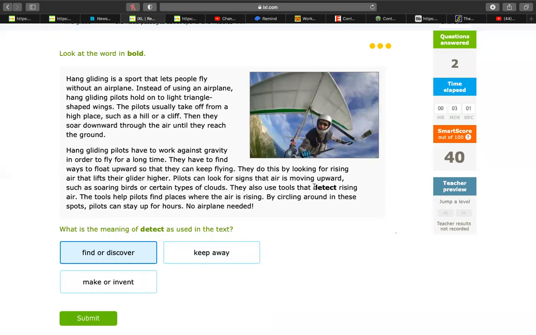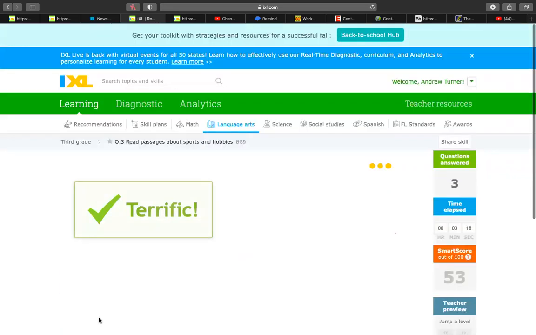Yeah, we can literally substitute any of those. They also use tools that find or discover rising air. They also use tools that keep away rising air. They don't want to keep away rising air. They use tools that make or invent rising air. That just is stupid. So find or discover.